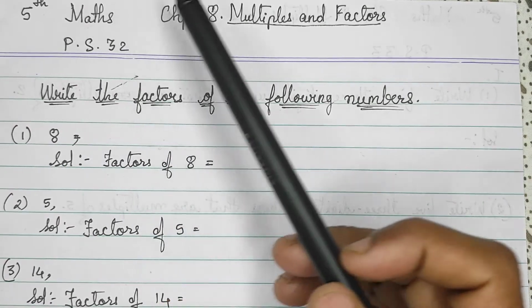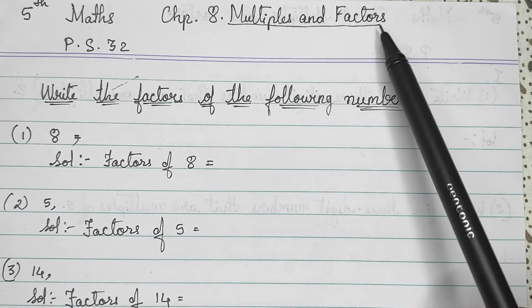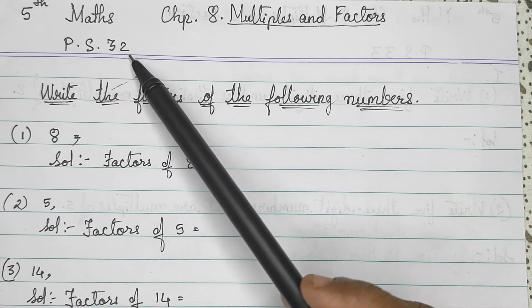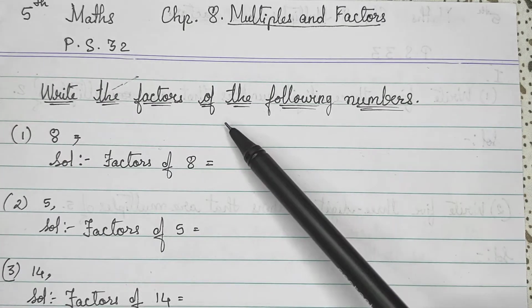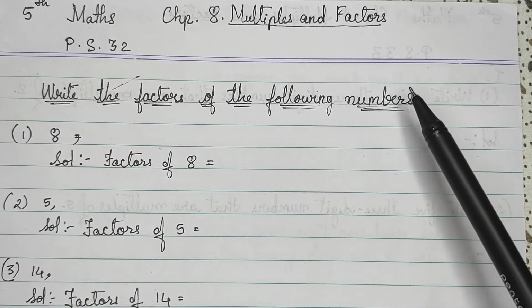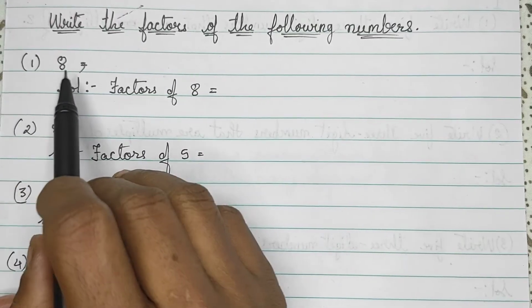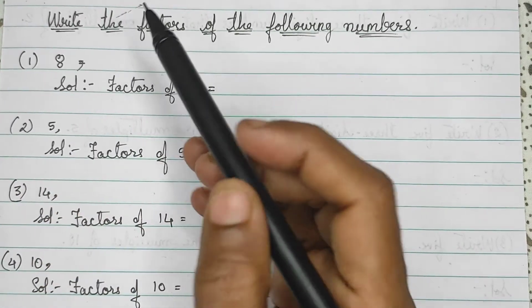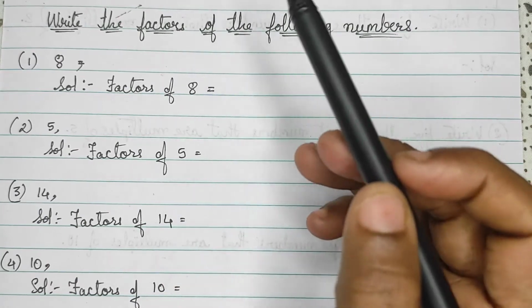Standard 5th Maths Chapter 8 Multiples and Factors. Practice set 32. Write the following factors of the following numbers. So first question 8. So what they have asked, write the following factors.